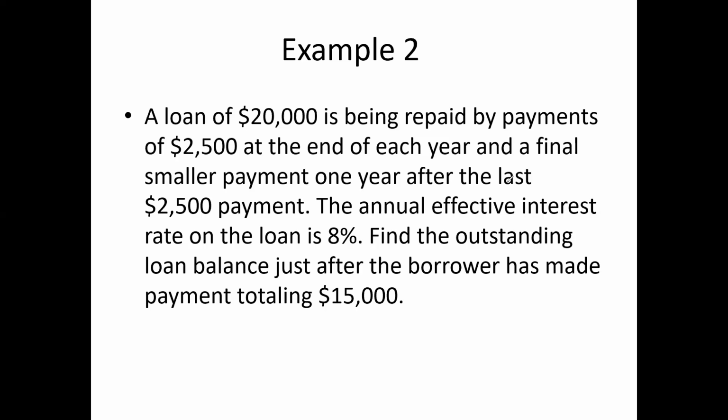Find the outstanding loan balance just after the borrower has made payments totaling $15,000. So $15,000 divided by 2500 is 6. That 6 is our K. If we recall the timeline, so that is just K. All right.